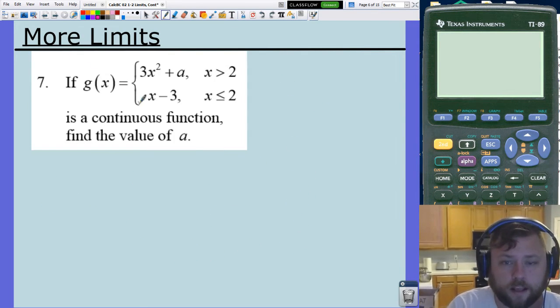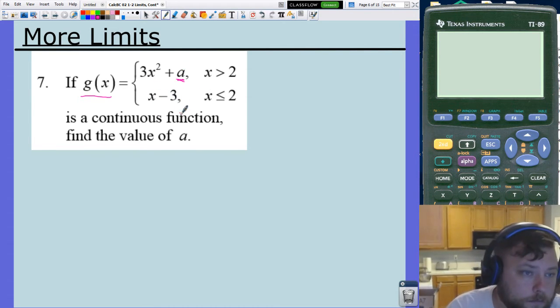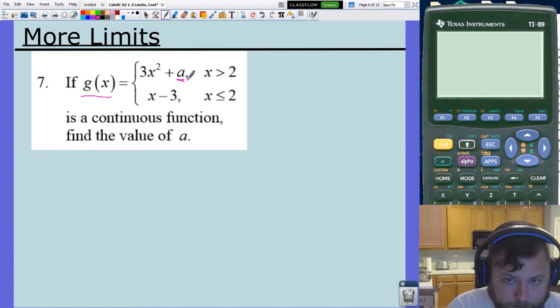More limits. Okay, I like this one. So you've seen problems like this, and this appears in the AP test, where you have this function here, and they say, if this g of x is a continuous function, find the value of a. So basically, this hands off at 2 right here. You got to figure out at 2 what value of a, if x was 2, makes these equal. So the top one approaches it, and the bottom one has the limit at the same point. So all you do, plug in 2.